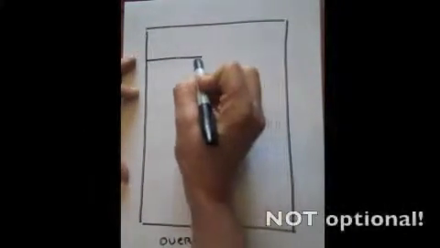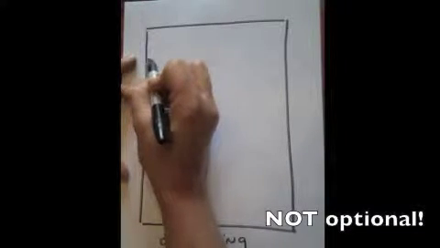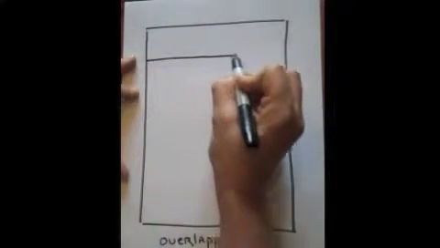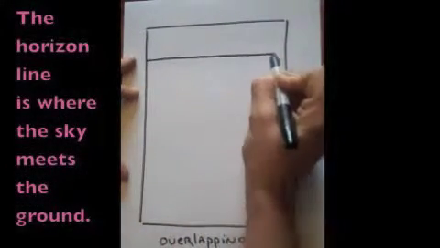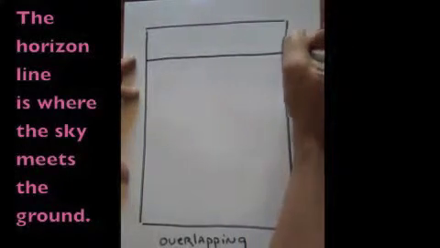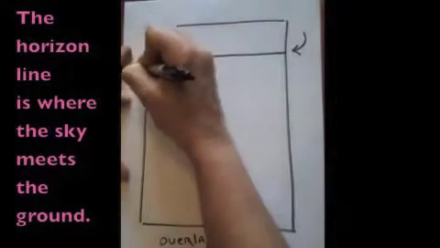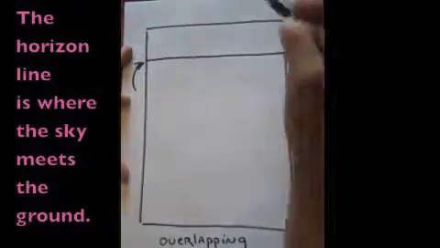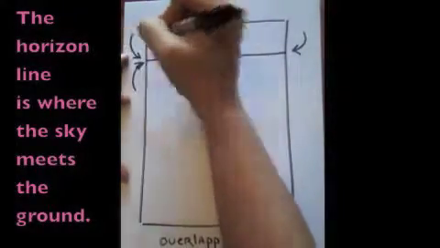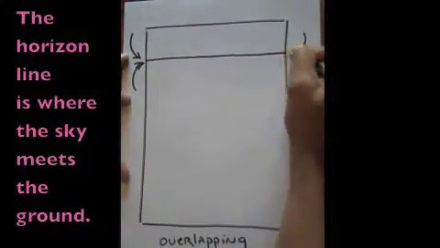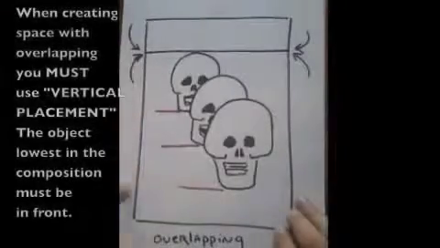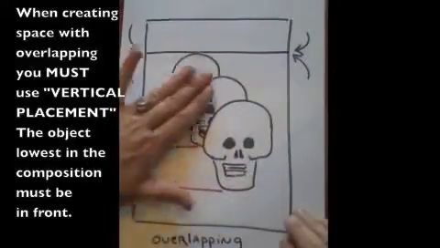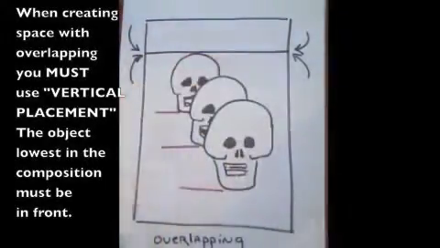The horizon line is where the sky meets the ground. You must draw the horizon line. It's not optional. It's a context clue. It lets us know what we're looking at. Very important, the horizon line. If you don't draw the horizon line on the test, no credit. I'm sorry, no credit. So for this example, we're going to use 3 skulls overlapping.